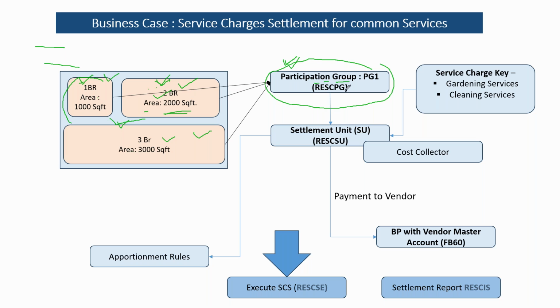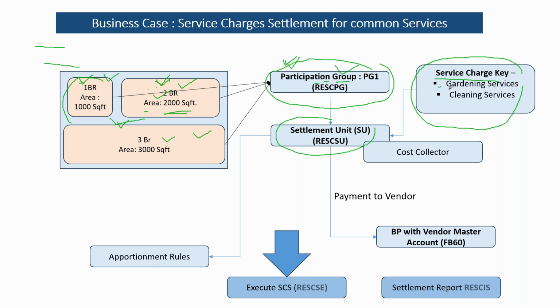Next, master data comes to the settlement unit. This settlement unit is basically a combination of the participation group, which will have the service charge key. The service charge key is basically the services that are going to be provided to the tenants. It is a configuration and has to be created individually in the configuration for individual services.